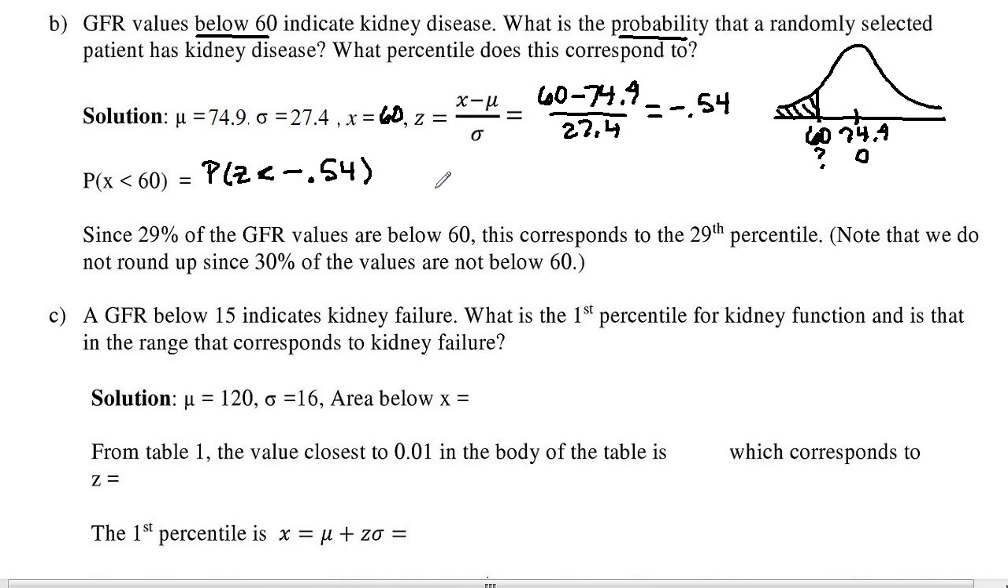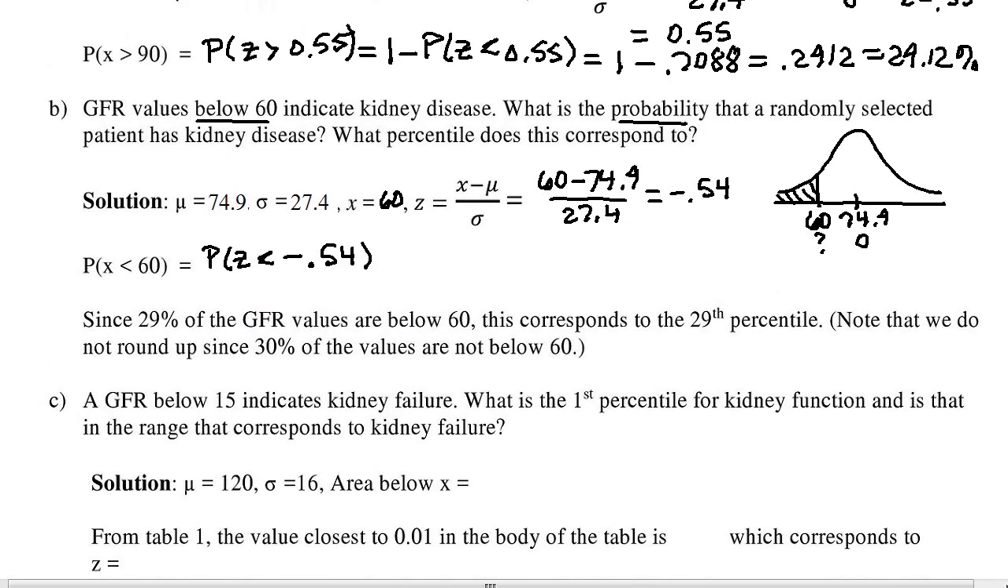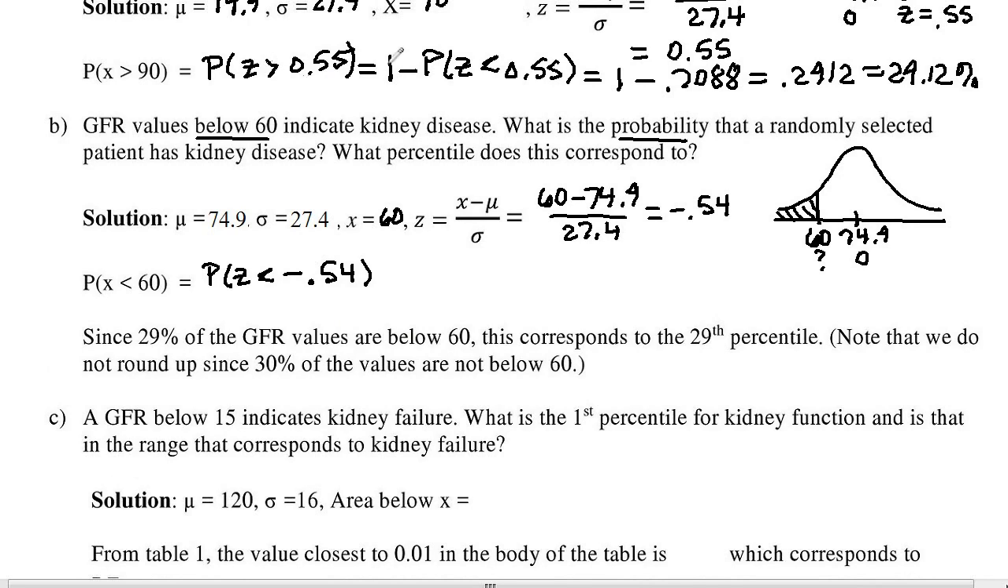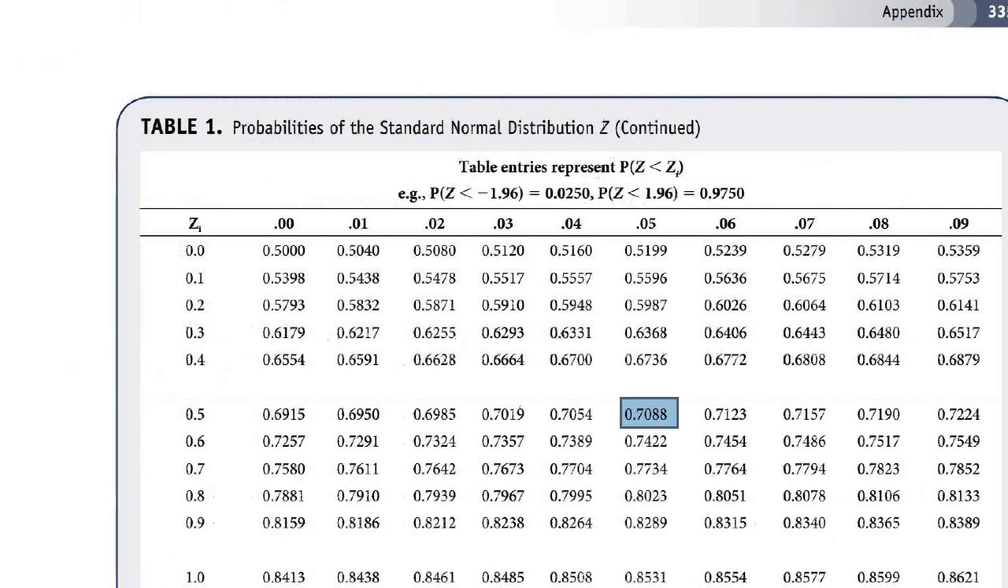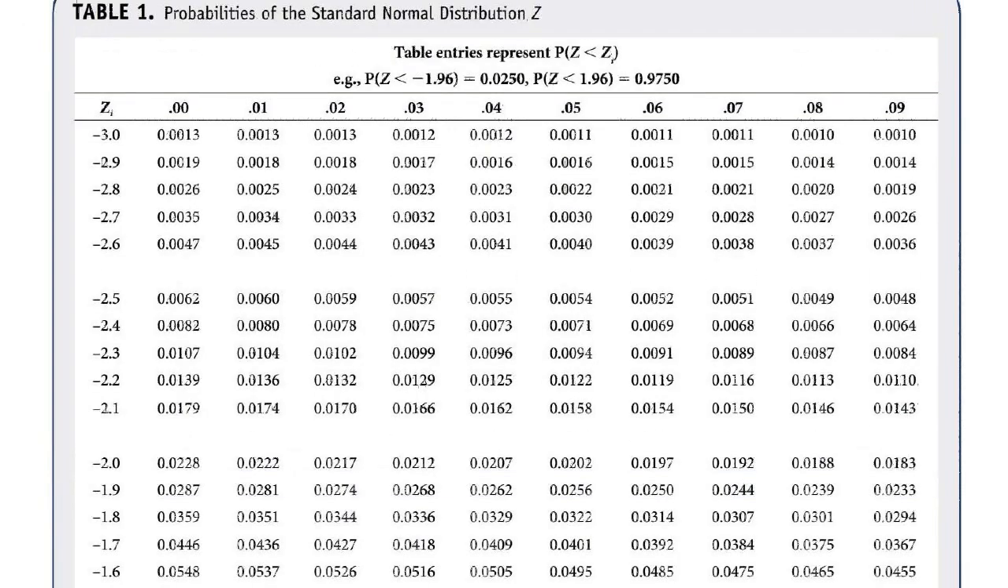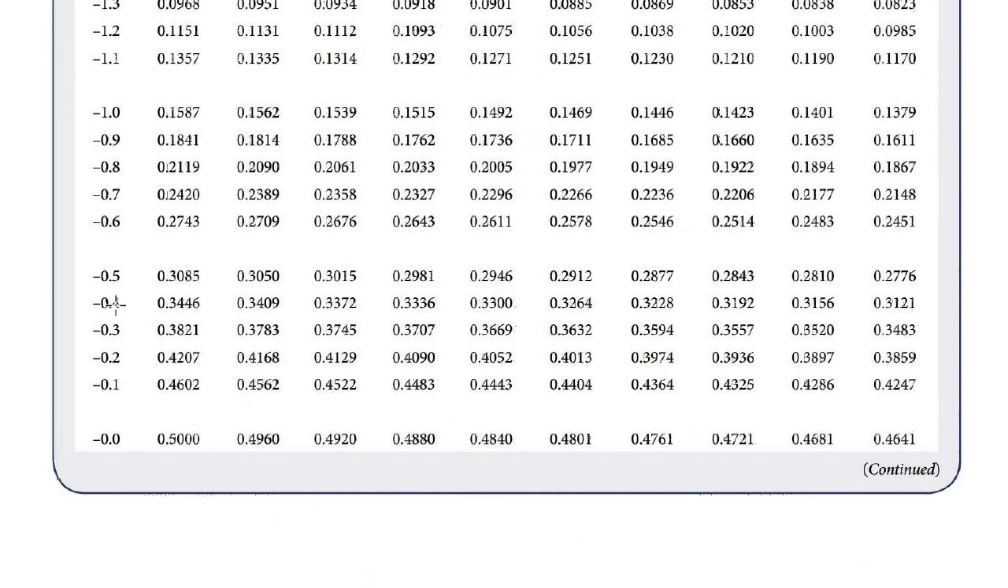So now we go back to our table and look up negative 0.54, and this is already a less than, so we don't need to look at the opposite probability. This one was a greater than, so we had to write it in terms of a less than, because the table only gives less thans. So let's go back up here and find negative 0.5, and this would be 0, 1, 2, 3, 4, right there, 2946.